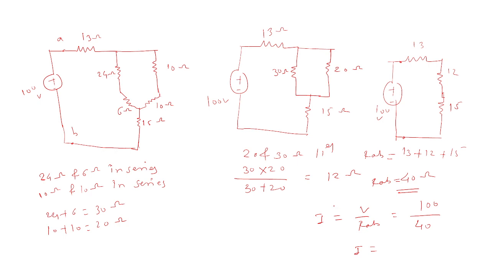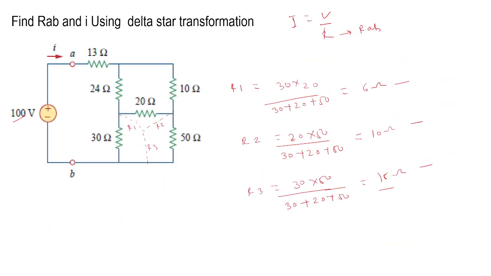Anyone? 100 divided by 40. Yes, it will be 2.5 ampere. So this is the second thing we have found. So with the help of delta to star conversion, we have found RAB is 40 ohm and small I current is equal to 2.5 ampere. That's it. This is your answer. If you have any doubts in this example, you can ask.